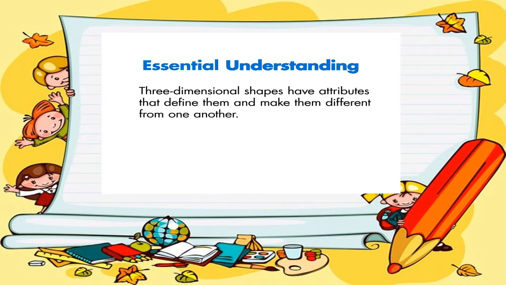The essential understanding for this lesson is three-dimensional shapes have attributes that define them and make them different from one another. Previously, students used attributes such as the number of vertices, edges, and faces to define three-dimensional shapes. In this lesson, students extend this work as they examine attributes that do and do not define a shape.